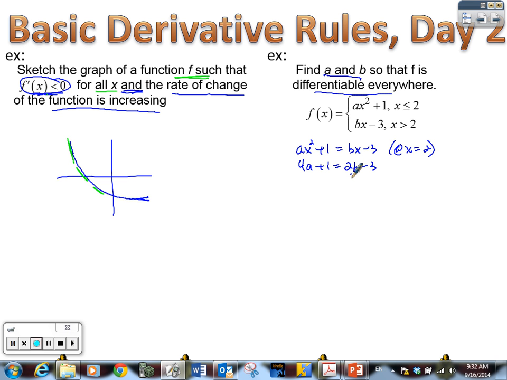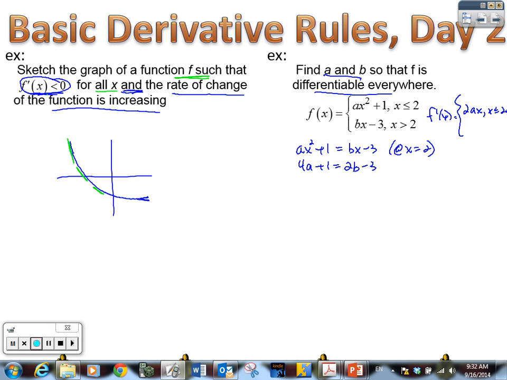Step 2, I'm going to actually find the derivative of this. So f prime of x, remember the derivative of a piecewise is a piecewise. So let's take the derivative of the first piece. The derivative of a, we know that's just a number, a constant. We don't know what it is, but it's a number. Ax squared, so we do the power rule, 2ax to the first, right? And the derivative of 1 would be 0. And that piece works when x is less than or equal to 2.